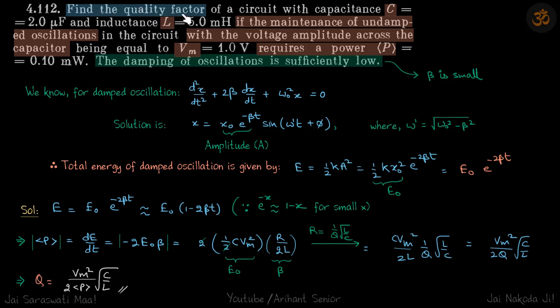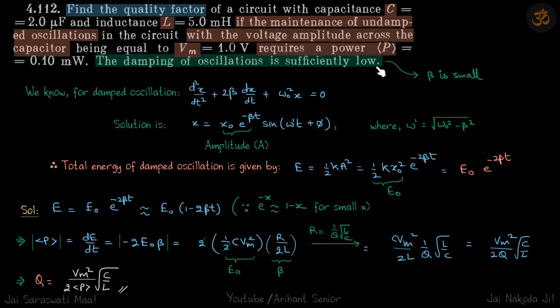Find the quality factor if in a circuit we have capacitance C and inductance L, and if the maintenance of undamped oscillations with the voltage amplitude being equal to Vm requires a power P. So if power P is supplied, the oscillations become undamped. So we need to find the quality factor of that. It's given that damping is sufficiently low, which means beta is small.